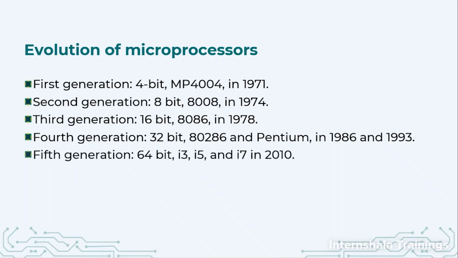In 2010, Intel launched the 5th generation, which is 64-bit microprocessors, in the form of the i3, i5 and i7 series. These are the modern state-of-the-art and very high-performing microprocessors.